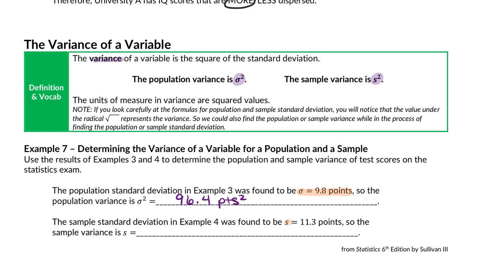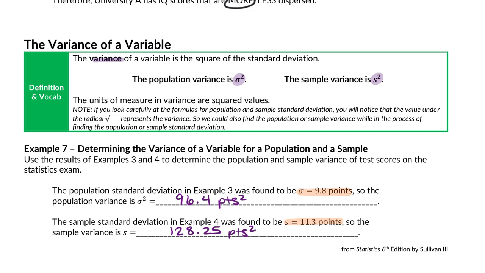And again, if our sample standard deviation is 11.3, we square that term, or go back a step in the problem, and 128.25 square points is the sample variance. So again, you can find variance while finding standard deviation. Just go back a step or square your final answer.